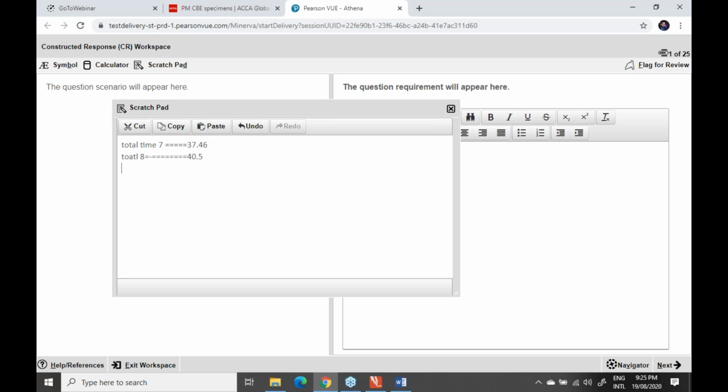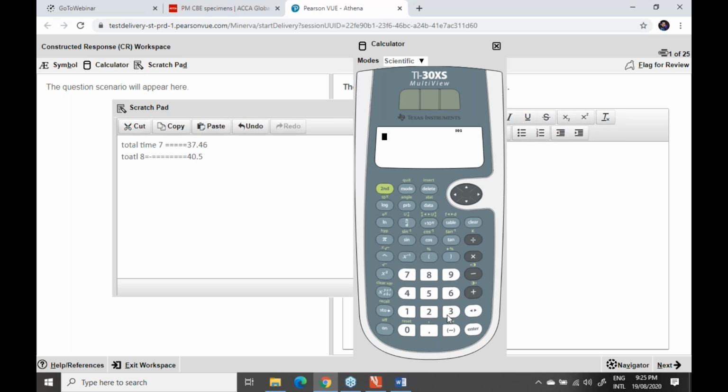40.5. I just calculated this thing. So using my own calculator, then use the calculator here. 37. Your numerical pad of keyboard will be workable here. See, I am also using my numerical keyboard. Minus 40.5.